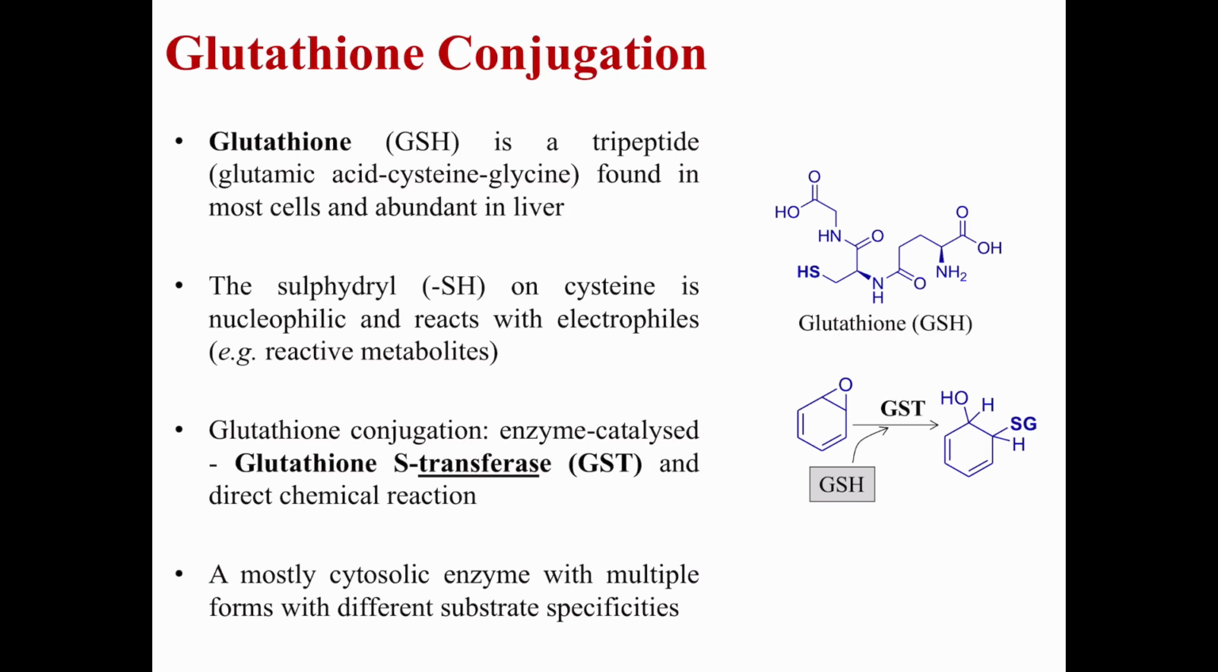It is mostly a cytosolic enzyme with multiple forms and has different substrate specificities involving the transfer of GSH to electrophiles. Shown in the example on the right, you can see glutathione transferase transferring a glutathione molecule to a substrate, in this case an epoxide.